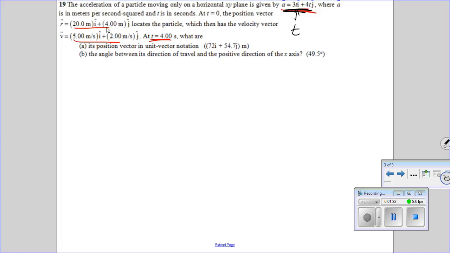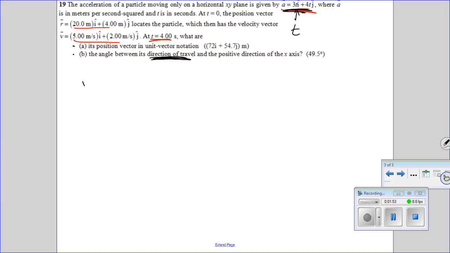Now, we need to figure out where it is for A, and in B, we have to find the angle of the direction of travel. So the direction of travel is going to be determined by the velocity. So we need to find the velocity, and then we need to find the position. We learned earlier this year that if you're given the acceleration, you can always find the velocity by taking an integral, right? So here's what we're going to do.